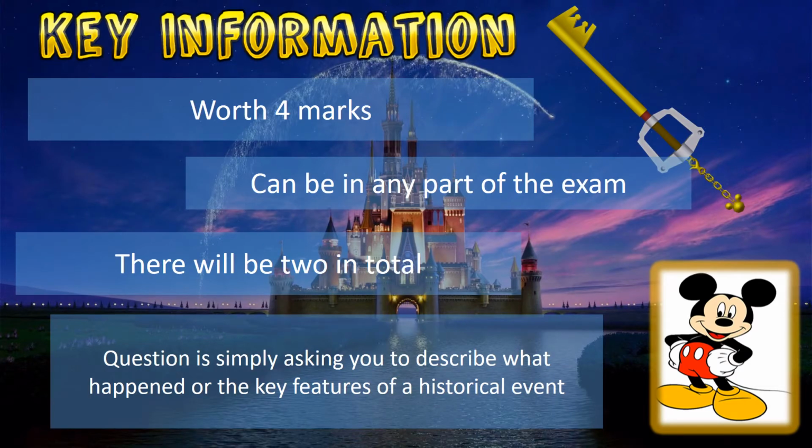Okay, so let's start off with the key information that Mickey is introducing to you. So firstly, a describe question is worth 4 marks. Now the describe question can be in any part of your National 5 exam, and there will be 2 in total that you will be asked. Now this question simply asks you to describe what happened or the key features of a historical event.